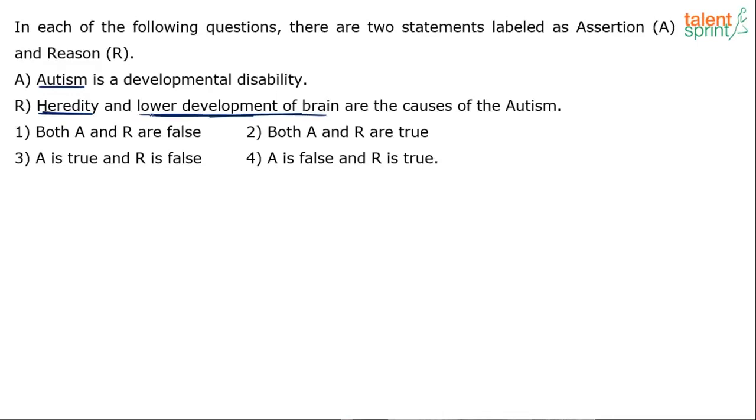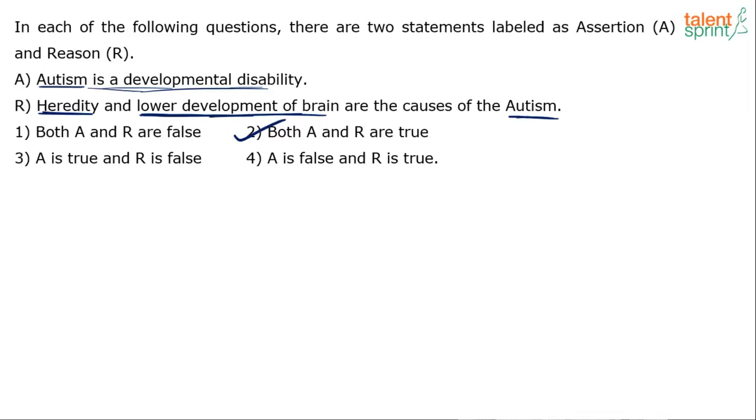So when the brain does not develop fully, it can cause autism. And because of this reason, they make a statement that autism is a developmental disability. Yes, if this is the reason, then we can assert that autism is a developmental disability. So both A and R are true. The assertion is true. The reason for that is also true. I mean, it's a sitter again, not very complex.